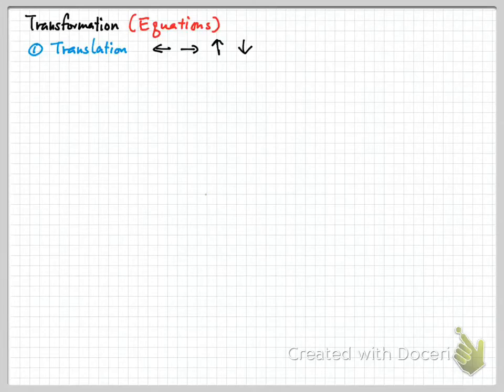The first kind of transformation we talk about is translation. Translation means moving the graph up, down, left, right without changing the orientation, the size, nor the shape. So it is only movement. Alright, consider it as just drag and drop.